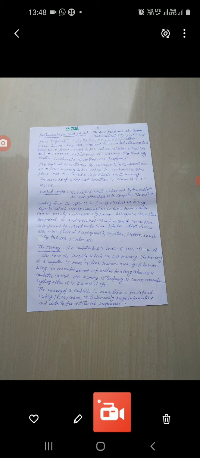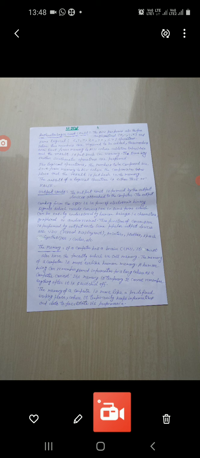Popular output devices are the VDU, visual display unit, printer, plotter, speech synthesizer, coder, etc. So we have discussed three parts of the computer: input unit, central processing unit, CPU, and output unit.